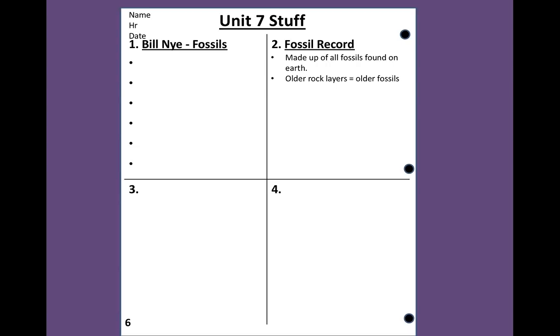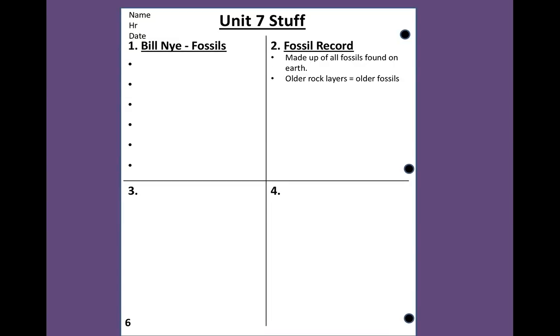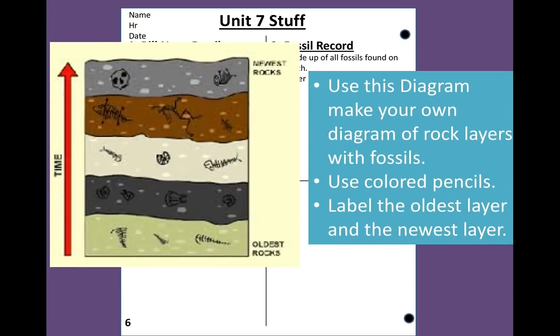But if you're ready to move on, we're going to use this remaining space in box number 2 to draw a diagram. So use this picture here to inspire your work on your own diagram, showing some rock layers with fossils in them. You don't have to use these same colors. You can use your own ideas for colors. This is to give you ideas.